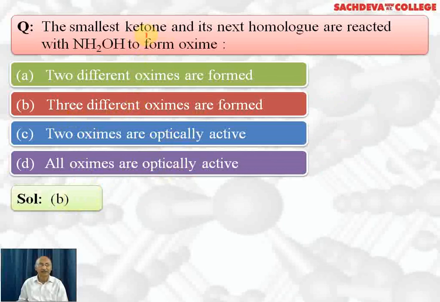Smallest ketone is acetone, which will give acetone oxime, and it does not show geometrical isomerism. Optical isomerism is not possible, but geometrical isomerism is possible in oximes. Now, 2-butanone will react with hydroxylamine to form 2-butanone oxime, which will form two geometrical isomers. One is called syn and other is called anti. There is a lone pair of electrons. So if OH group and lone pair of electrons are on the same side, it is called syn. If they are on opposite side, we call it anti. So three different oximes are formed. Two are geometrical isomers, one will not show geometrical isomerism. Correct answer is B part.